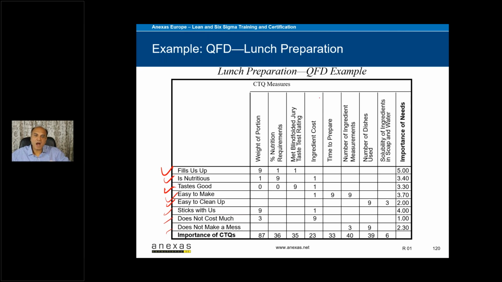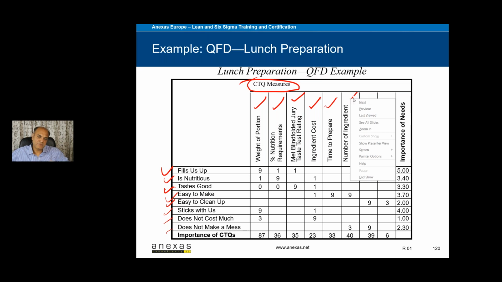And how will I measure it? So CTQ measures are here. Weight of the portion, percentage of nutrition requirements, it should have met blindfolded jury taste rating. It should be tasty, basically. Ingredient cost is an important technical specification. Preparation time, number of ingredients, measurements, number of dishes used, etc. So these are all the CTQs.